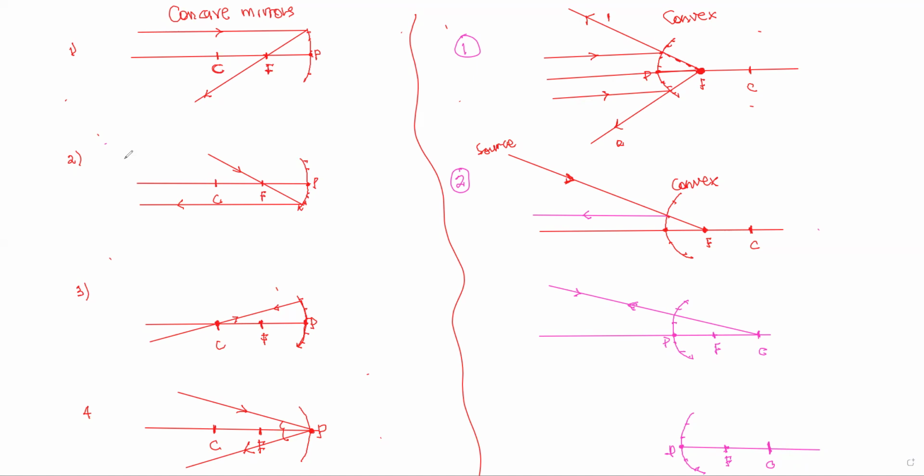So when a ray of light hits the pole, it must reflect in that symmetrical form.